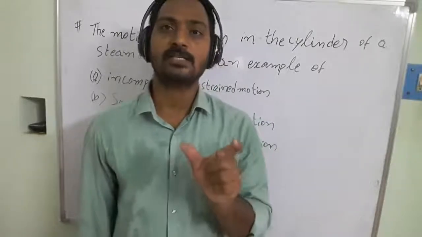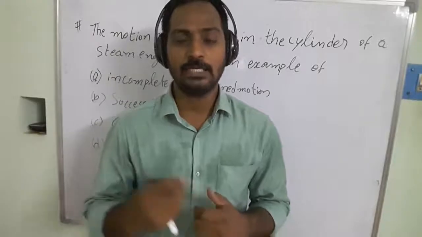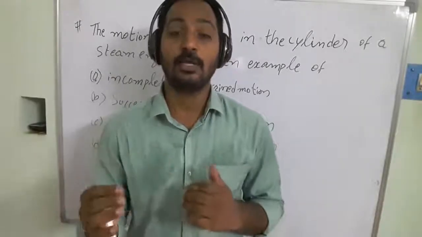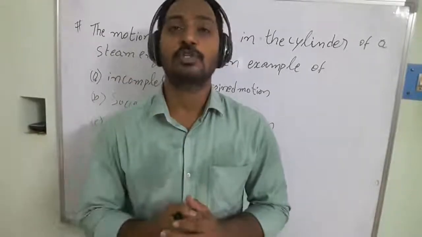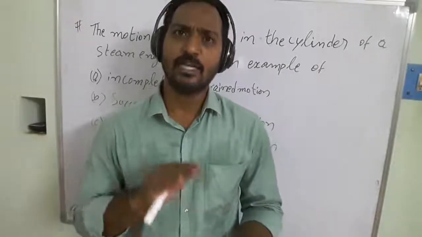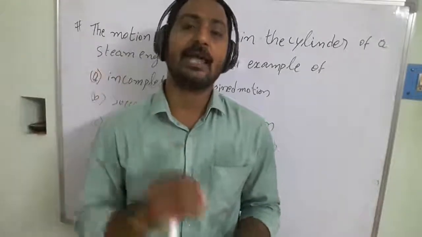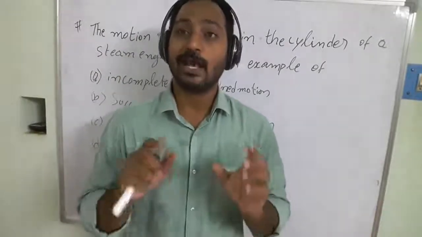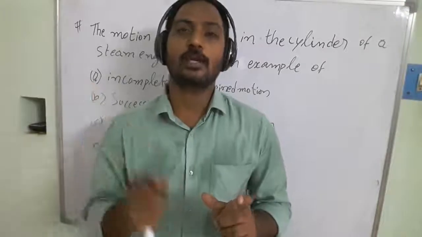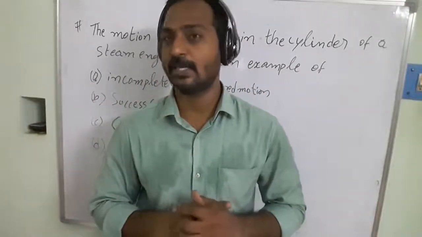In completely constrained motion, one definite direction of motion is available. In incompletely constrained motion, more than one motion is available within the kinematic pair. The third one is successfully constrained motion. In this case, an external agent acts on the system so that we arrest the second direction of motion and make the system move in one direction. Then we can say that it is successful.